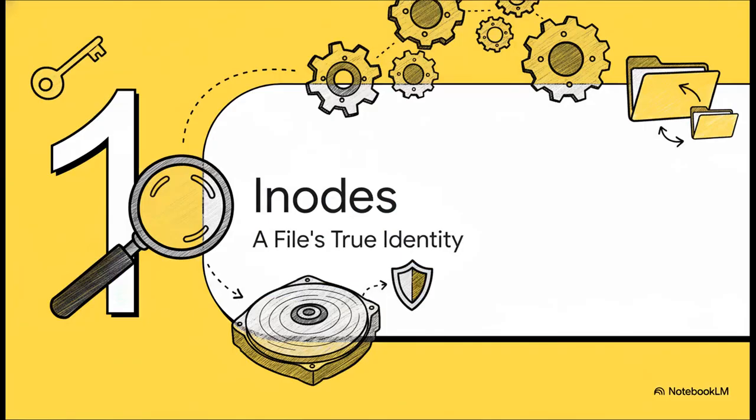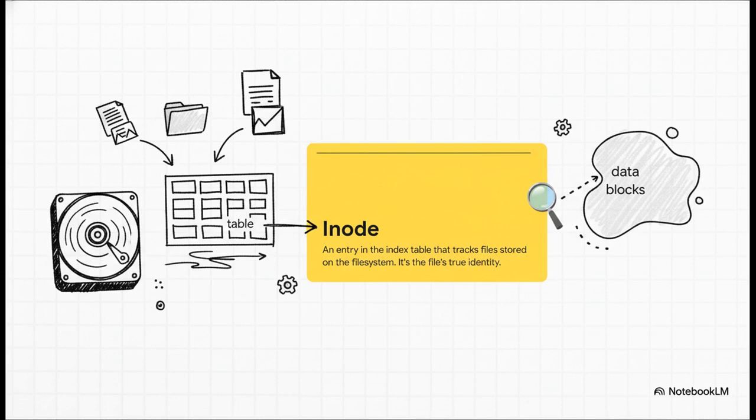But before we can really get how links work, we have to pull back the curtain and talk about the secret identity of every single file on your system. And that secret is something called an inode. So what is an inode? Well, think of it like a file's social security number. It's this unique entry in the file system's master list, and it holds all the critical info, like who owns the file, permissions, and most importantly, where the actual data lives on the hard drive. The file name you see, like report.txt, that's just a convenient human-readable label pointing to the inode.